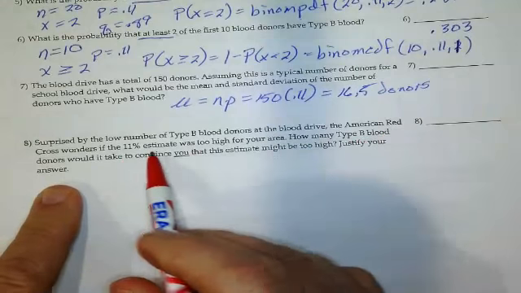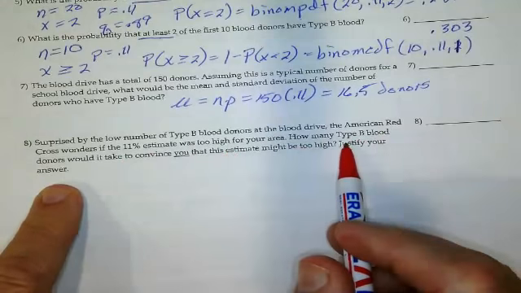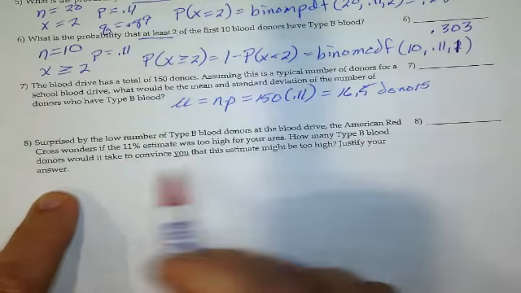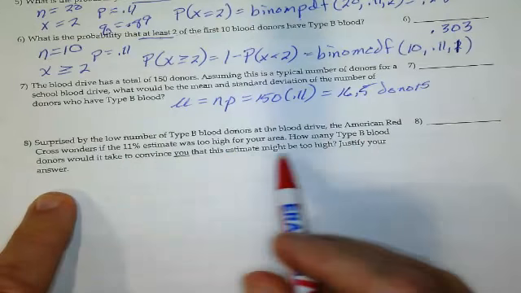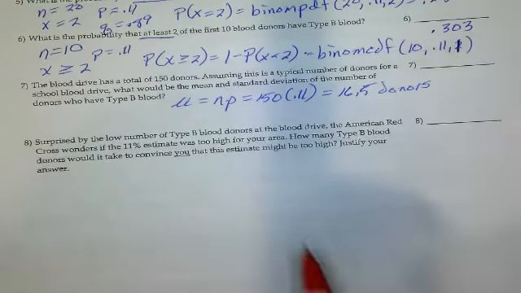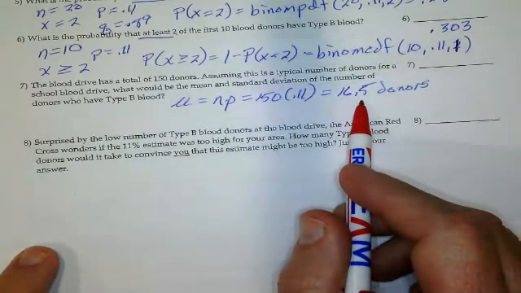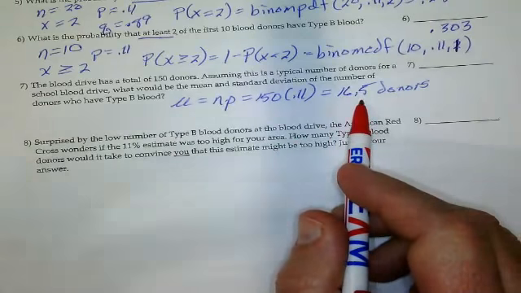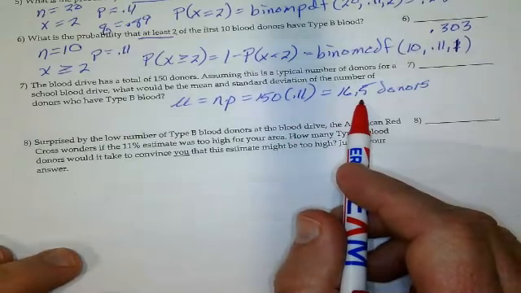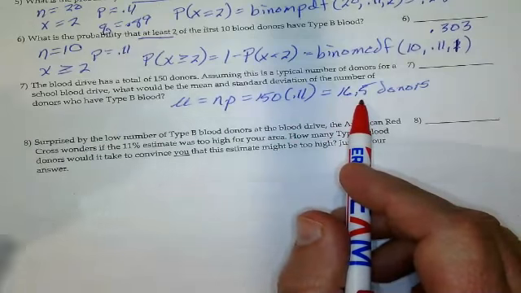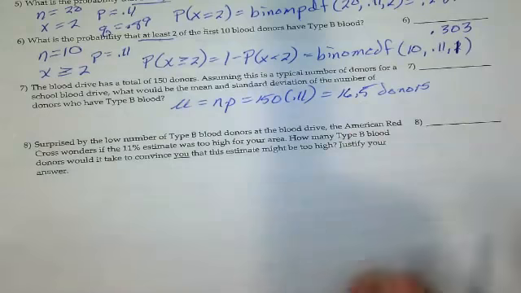Surprised by the low number of type B blood donors at the blood drive, the American Red Cross wonders, is the 11% too high for your area? How many type B blood donors would it take to convince you that this estimate might be too high? Okay, we have 16.5 that are type B. That means we have roughly 133.5 that are not type B. So we have more than 10 successes, more than 10 failures. We can use a normal model.